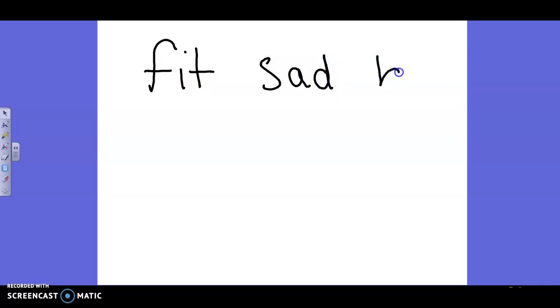Okay, I'm going to go right here for a minute. I'm going to write this word on the board. This word right here, can anybody read it? Fits. Can anyone tell me which letter is a vowel in that word? What letter, Elise? I.